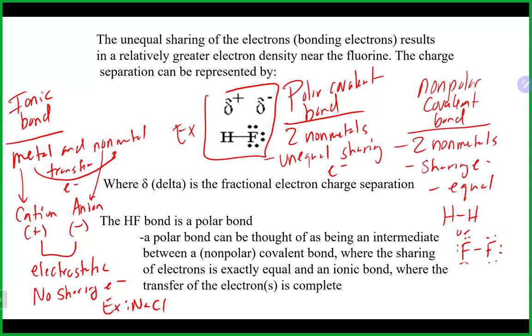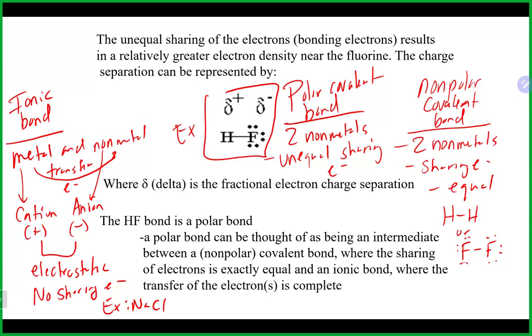So again, at one end of the extreme with ionic, we get just a complete jump of electrons from one to the next, creating ions. And those ions with the positive and negative charge is what holds them together. On the other end, we have two nonmetals that are going to share those electrons equally, going to create a nonpolar bond where we have basically no charge associated with it. It's like a neutral bond, if you will.